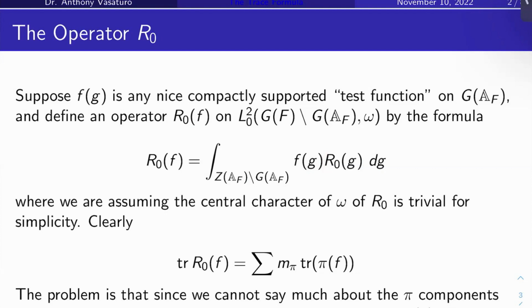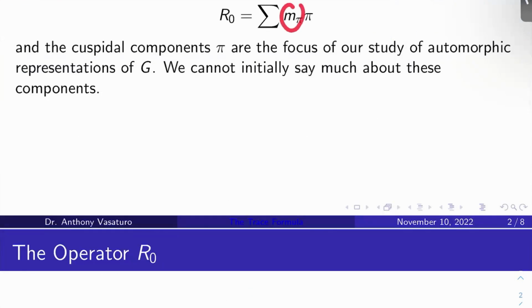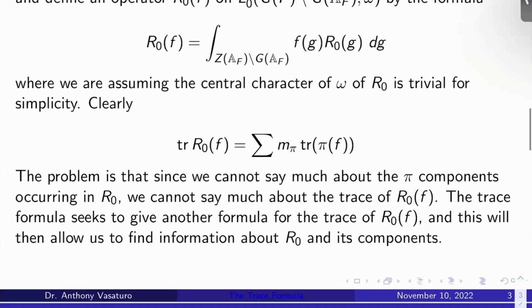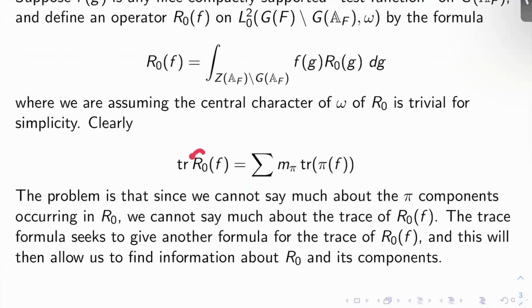And the formula is actually a little bit more complicated than this. This formula assumes that the central character omega here of R0 is trivial, but we'll just see what's going on in that simple case, and we'll just keep it nice and easy. Okay, linearity of the trace essentially gives me that trace of R0 of f is the sum of the m sub pi's from up here in the decomposition of the representation R0 times trace of the pi of f's, where the pi's are the local components of R0, thought of as the right regular representation.